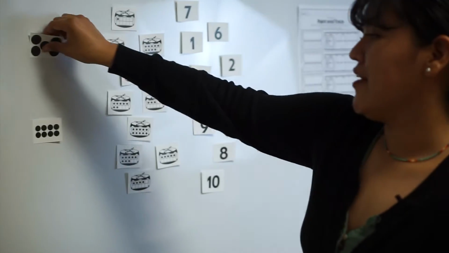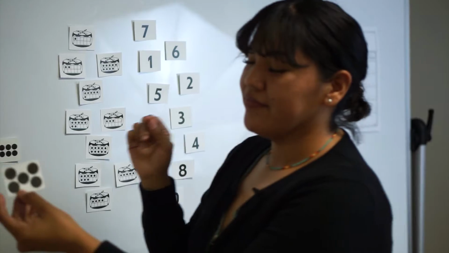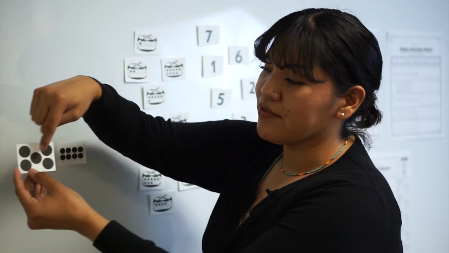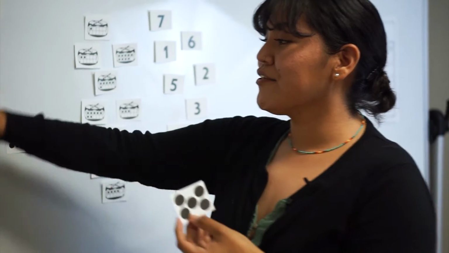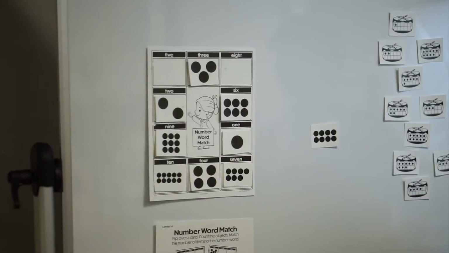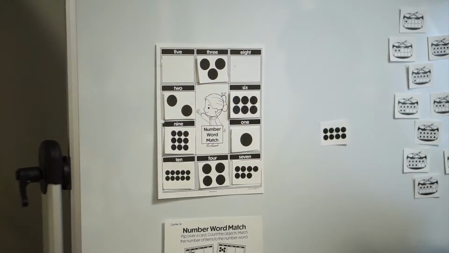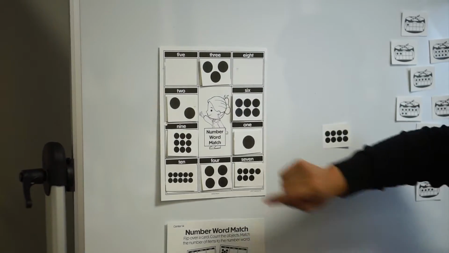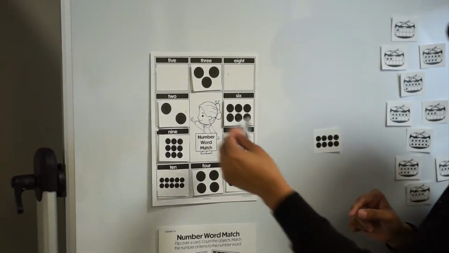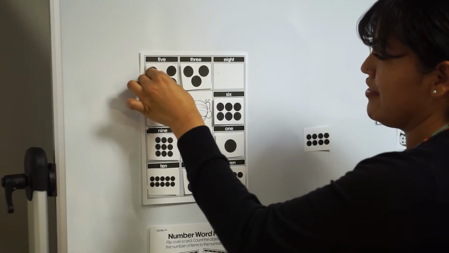All right, let's pick this card. All right, so we have 1, 2, 3, 4, 5. 5 dots on this card. Let's look for the word 5. All right, our last 2 empty slots. This one says 8, and this one says 5. So we're gonna place that right there.